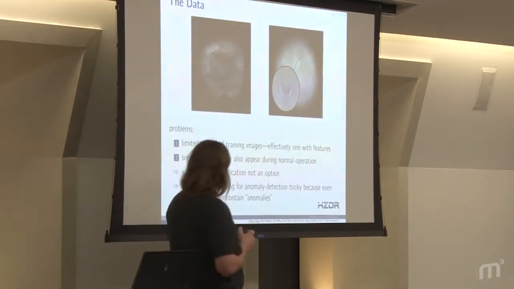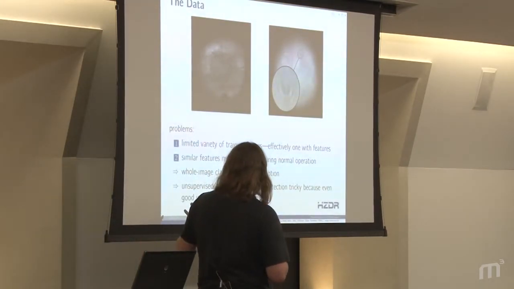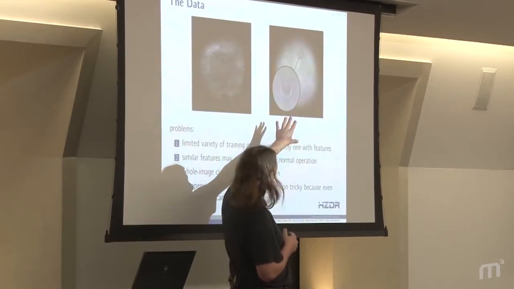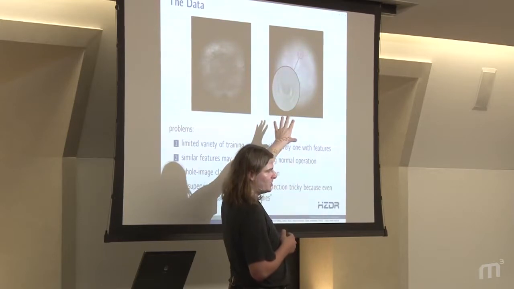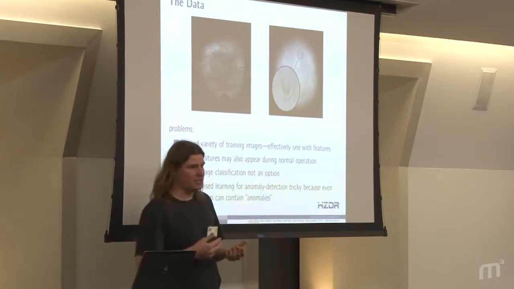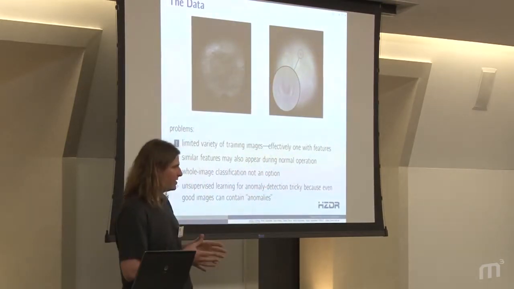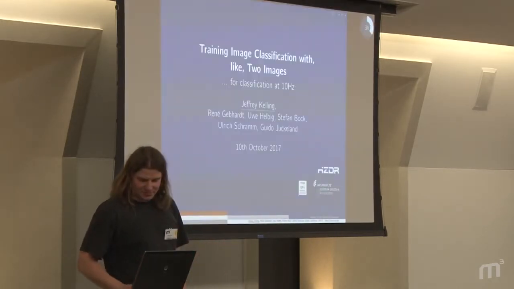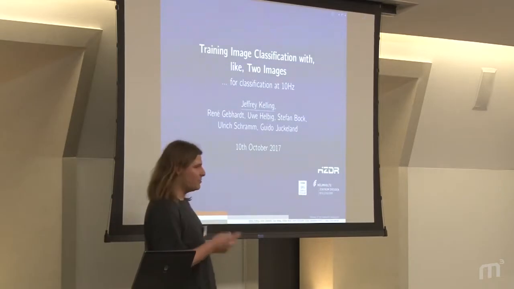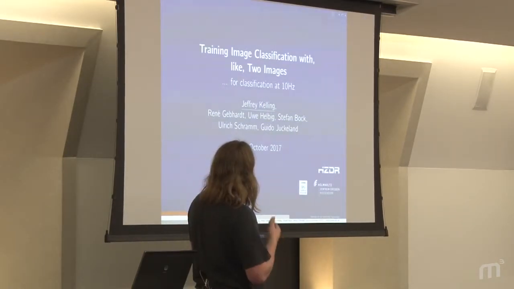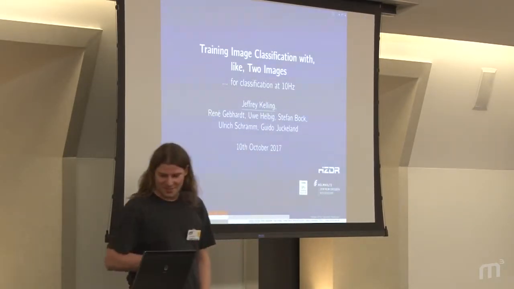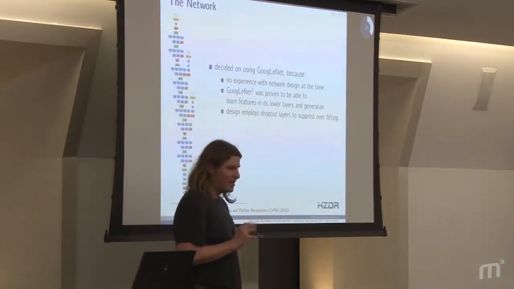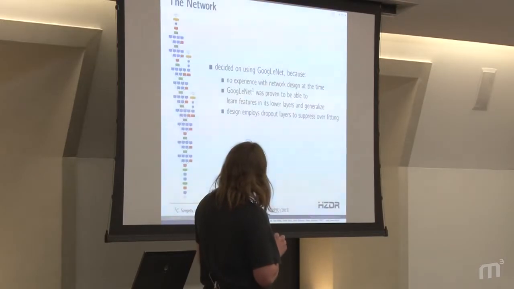So that would be something nice for unsupervised learning, but then there's a problem which is this thing here. I haven't yet seen a really clean picture to actually train for anomaly detection, because there's no picture without anomalies. So at this point, we could basically retitle the talk to training images with like 2 images. So fortunately, let's just first go on to the network we are using.